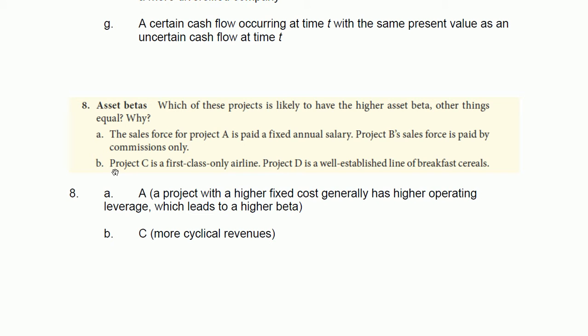B, project C is a first-class only airline. Project D is a well-established line of breakfast cereals. It's easily seen that project C is riskier because it's a first-class only airline, and the demand will not be as big as the breakfast cereal. So project C will have a higher beta because its revenues are more cyclical, not so stable.